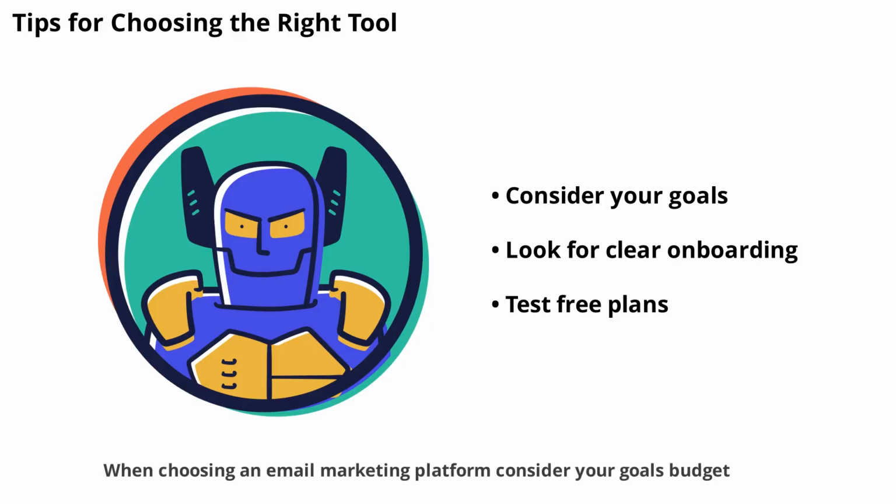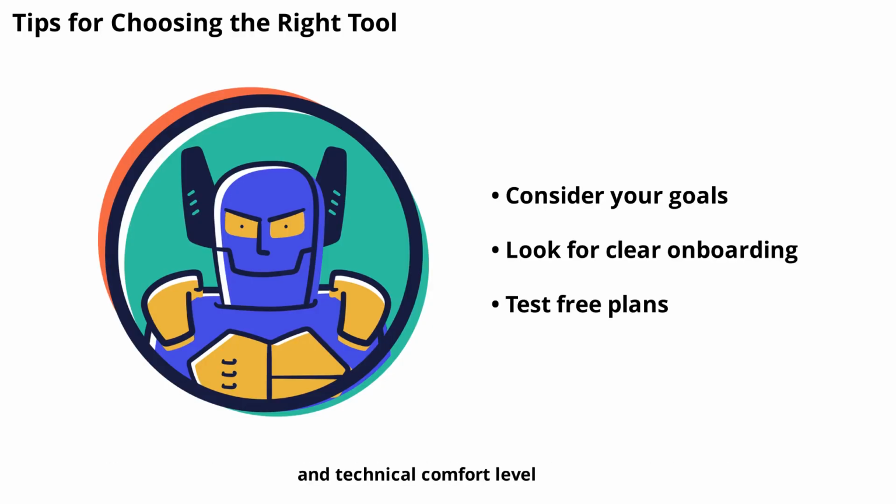When choosing an email marketing platform, consider your goals, budget, and technical comfort level. If you want the simplest experience possible, look for platforms with clear onboarding, helpful support, and a clean interface. If you plan to grow your list quickly, make sure the platform can scale with you. And don't forget to test out free plans or trials before making a final decision. This way, you can find the tool that feels right for you.